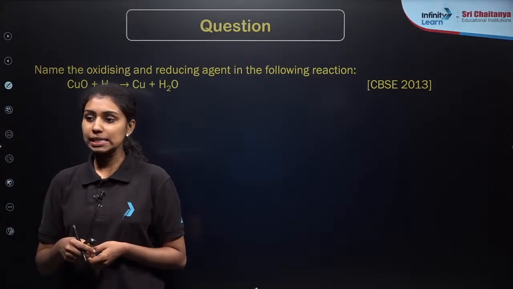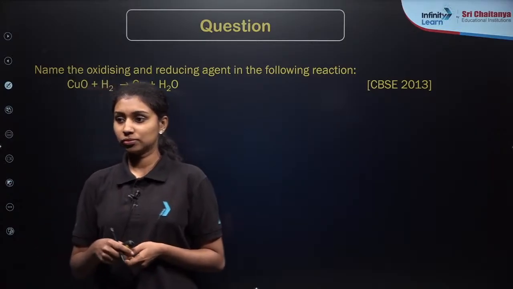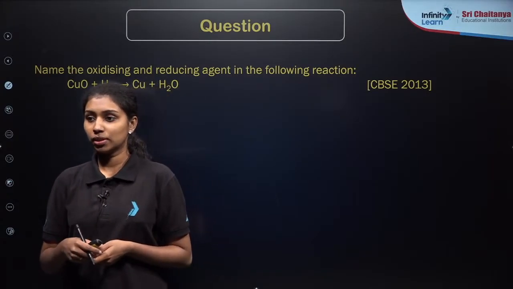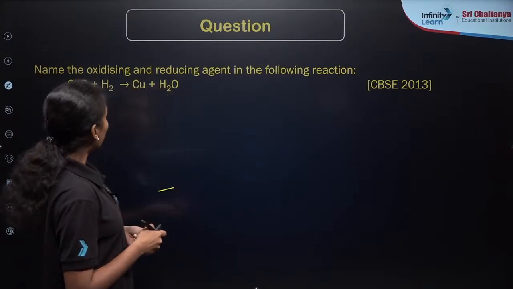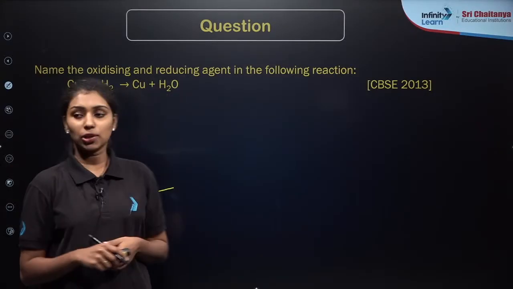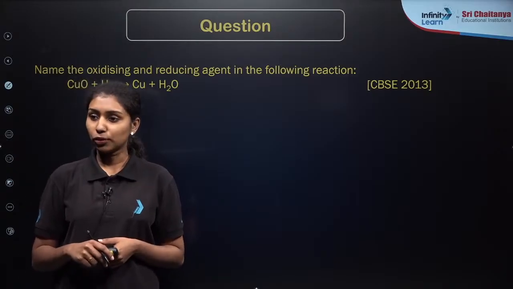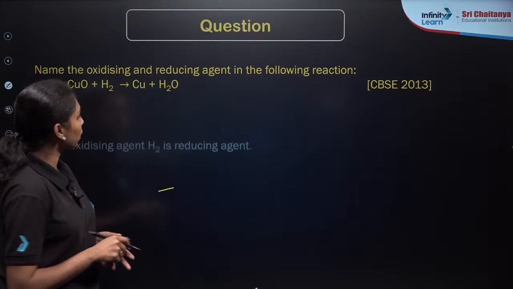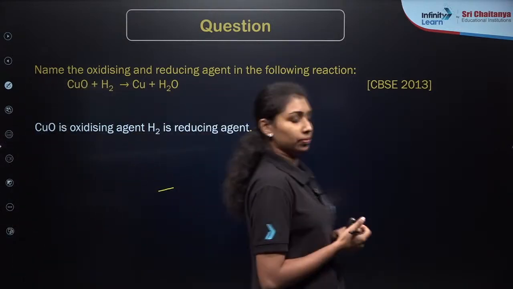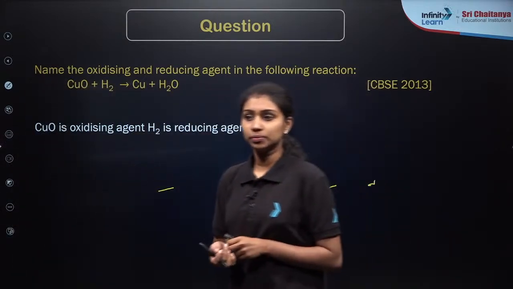So what will be the answer? Yes, copper oxide is the oxidizing agent, whereas hydrogen, yes, hydrogen will be the reducing agent, right? Yes, all of you are correct. So how can we predict whether it is an oxidizing agent or reducing agent? What is the method?